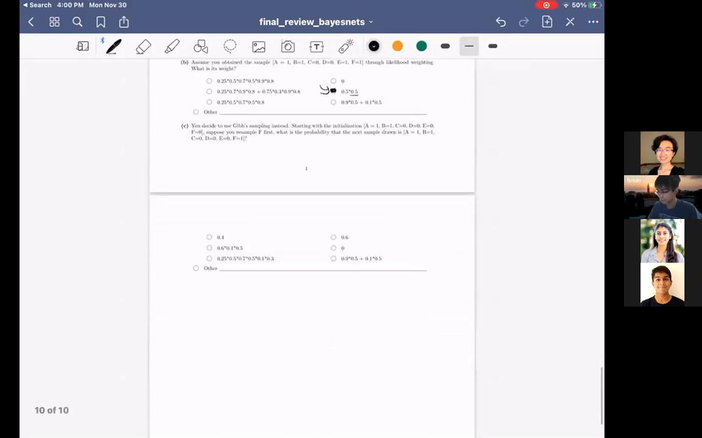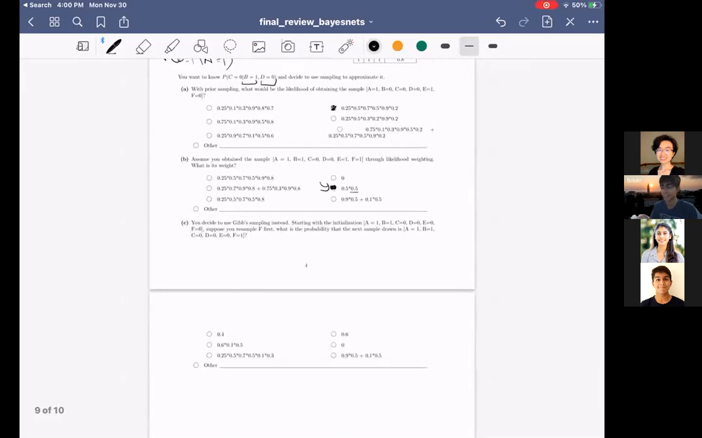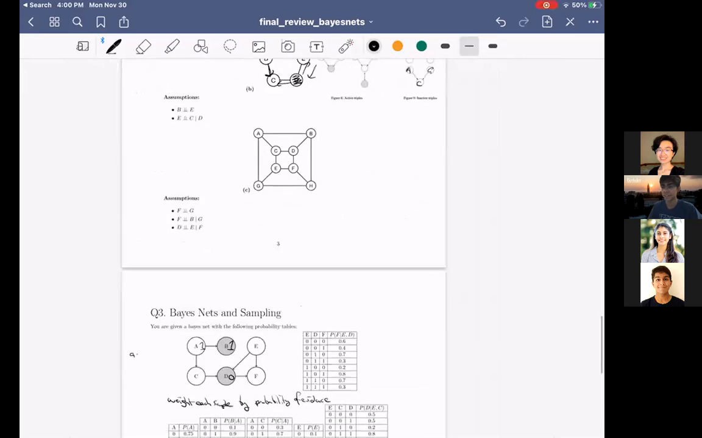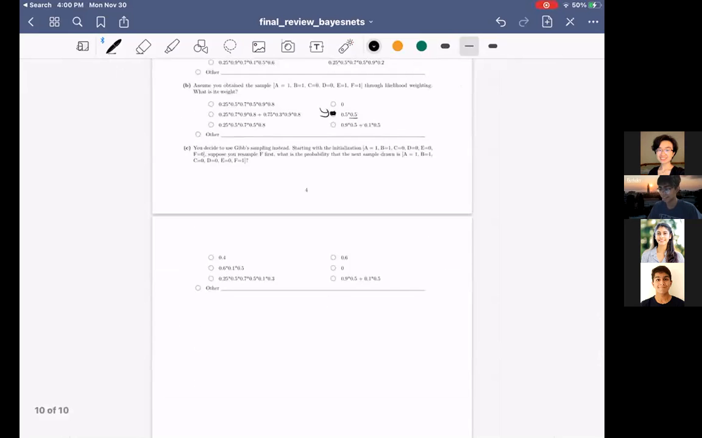I'm going to finish up the worksheet. It is 4 o'clock. Feel free to go if you want. I'll also go over this last part, and if people have questions, feel free to stick around.